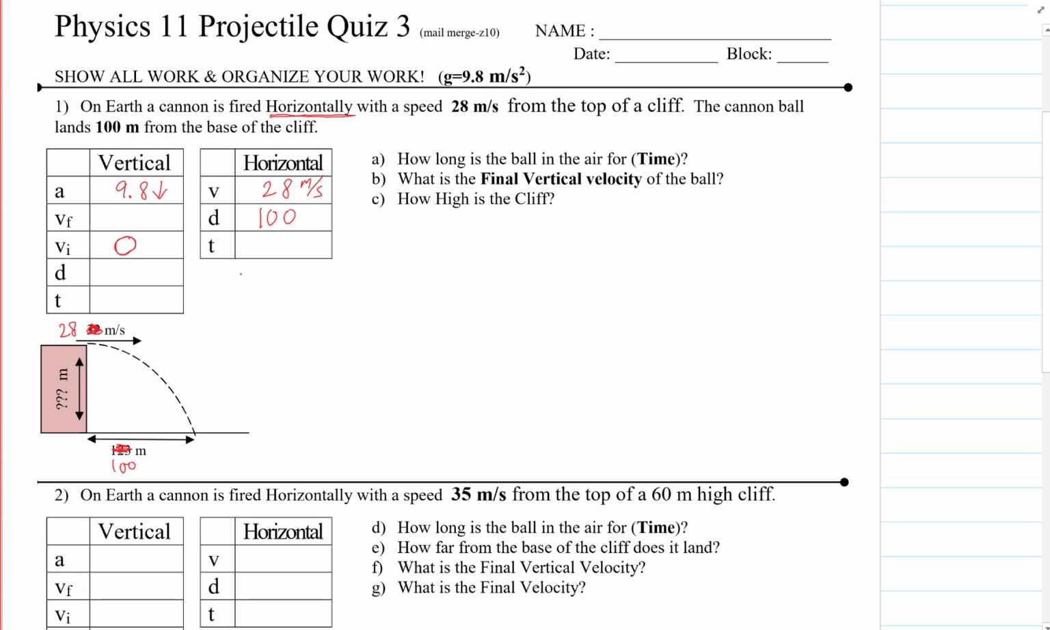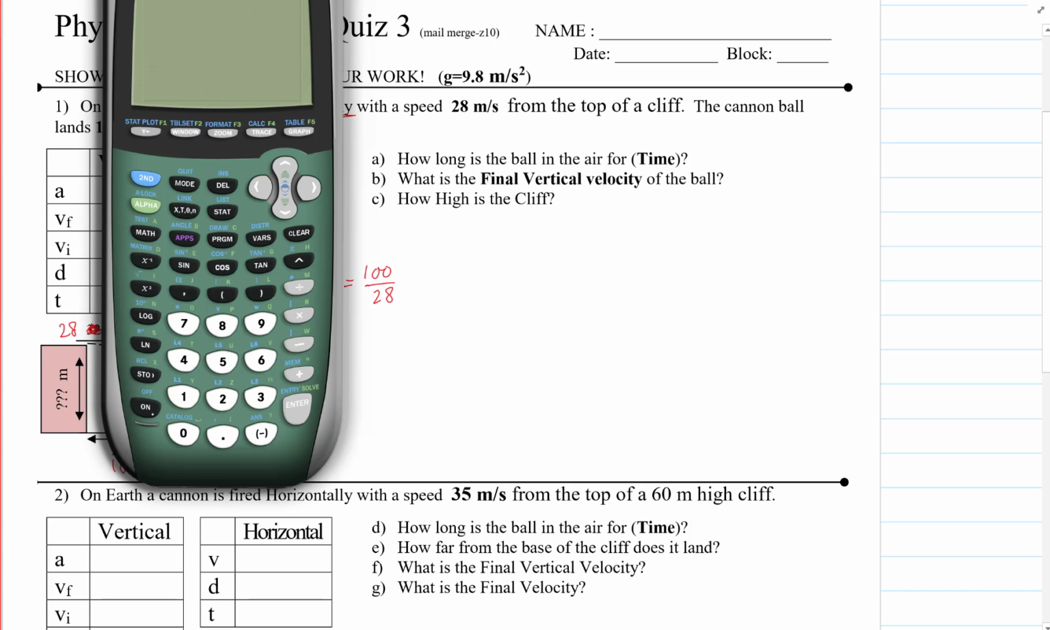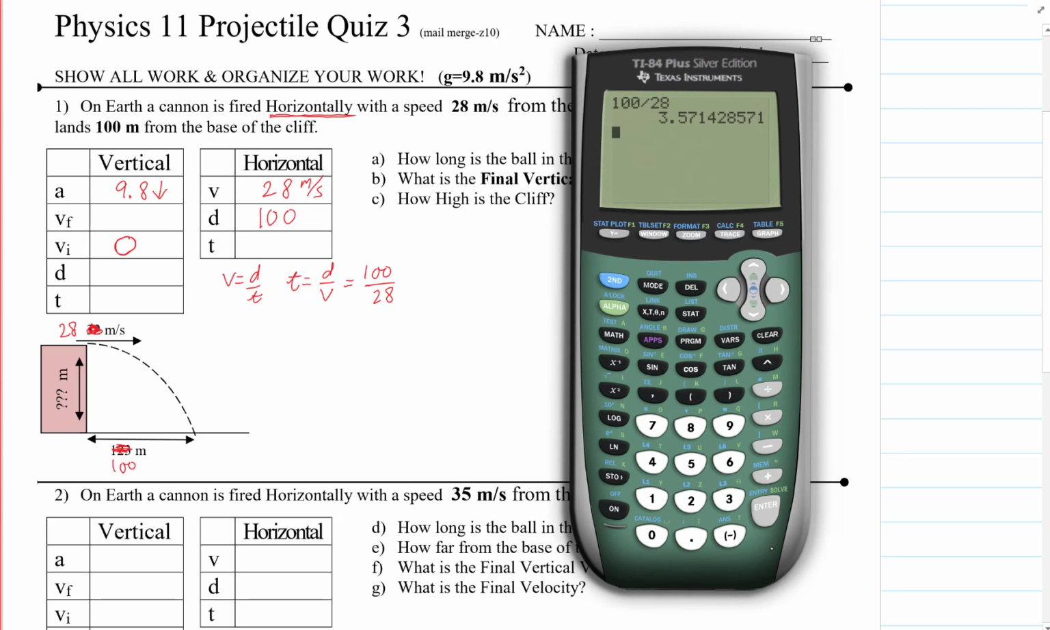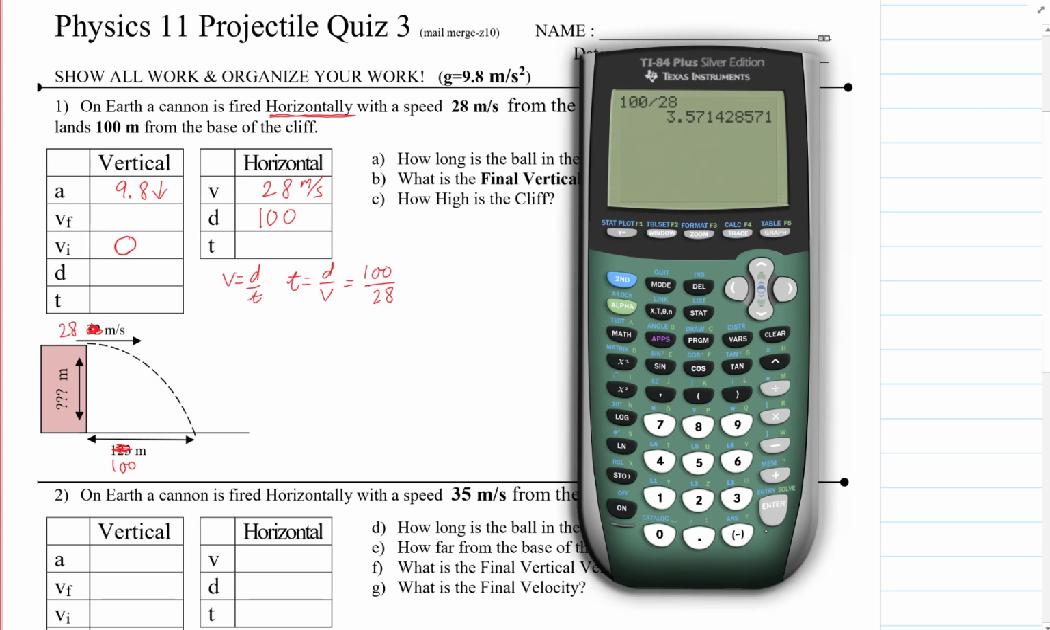Horizontal direction, we can use this velocity is distance over time, the constant velocity one. Rearranging for time, we get that is distance over velocity, and the distance is 100 in this column over 28. Pull up Mr. Calculator. And we get 100 divided by 28, and it took 3.571 seconds to get there.